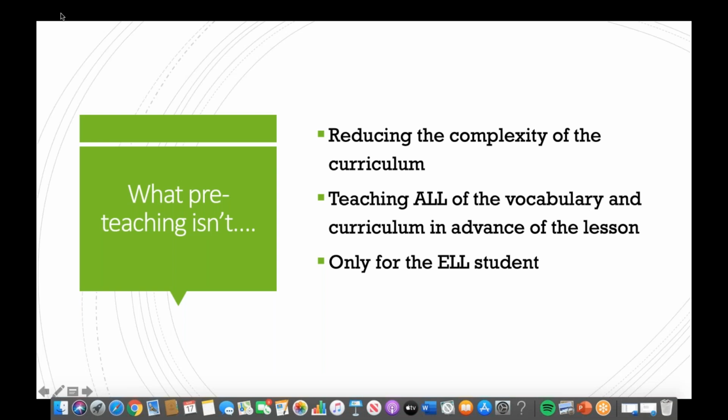Pre-teaching strategies are also not just for the English language learner, but can also benefit students who come from impoverished backgrounds, students with mild to moderate learning disabilities, and at-risk learners. So pre-teaching really helps the student be more mentally prepared for the new unit, and it can help the teacher get a sense of what they're going to need to help that English language learner with once a new unit has begun.